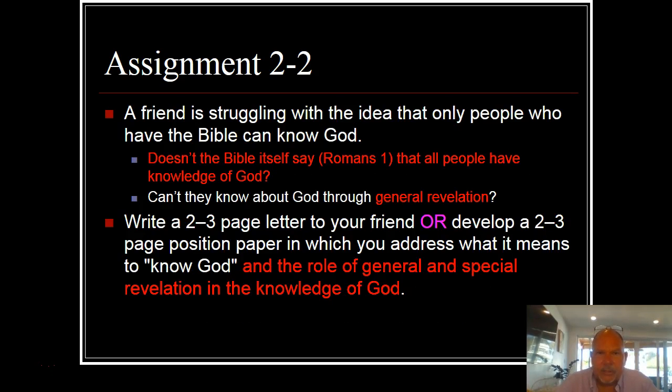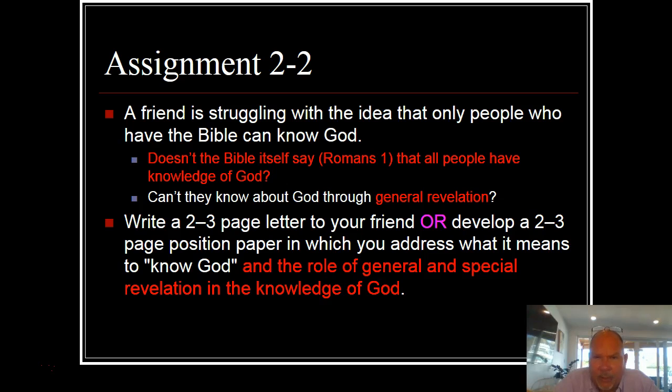The second assignment is: a friend is struggling with the idea that only people who have the Bible can know God. Okay, so we know that we're going to either write a paper or a letter. Either one is fine, but both have to have the same kind of supporting structure. You can't just write a high-level glossy letter and have it score the same. So even though it's a letter, it needs support.